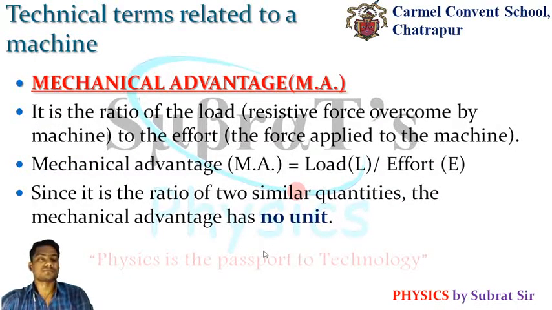Then mechanical advantage. Okay, the mechanical advantage is abbreviated as MA. So it is the ratio of the load to the effort. Okay, it is the ratio of the load to the effort. So mechanical advantage can be given by load divided by effort. Okay, we can write MA is equal to L by E. Okay, since it is the ratio of two similar quantities, that's why the mechanical advantage has no units.